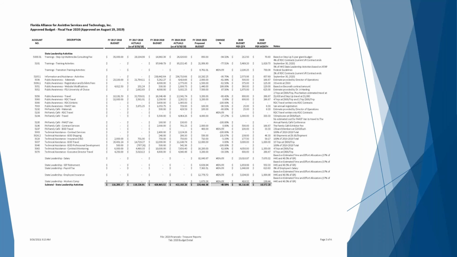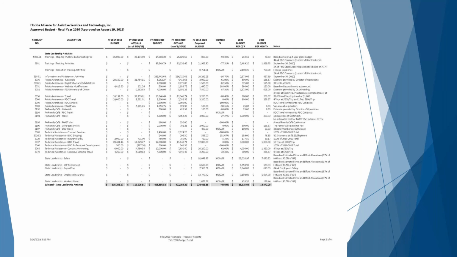We also added additional line items for the Family Cafe Conference because when I came on board here in February of 18, I was noticing that we were spending quite a significant chunk of our dollars on attending this conference, and I really wanted to know what that looked like. So we added it into the budget so we can better predict moving forward what we're going to spend to send staff to this conference every year.